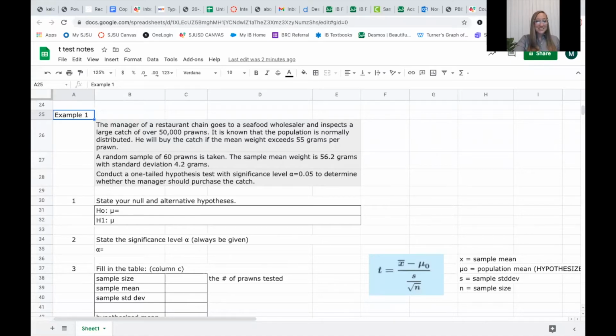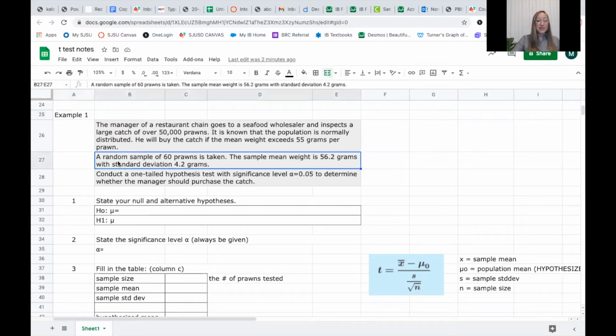Hello, my friends. Today we are looking at a t-test, which is a form of hypothesis testing. So for this first example, we have the manager of a restaurant chain going to a seafood wholesaler, inspects a large catch of over 50,000 prawns, and we know that the population is normally distributed in terms of their weight. We're going to buy that catch if the mean weight exceeds 55 grams per prawn.